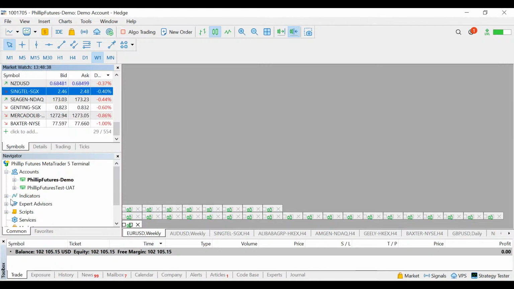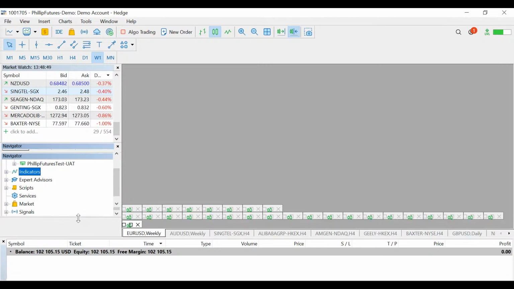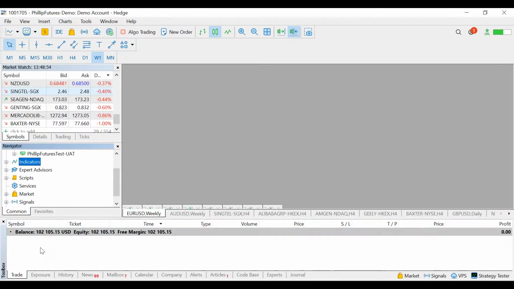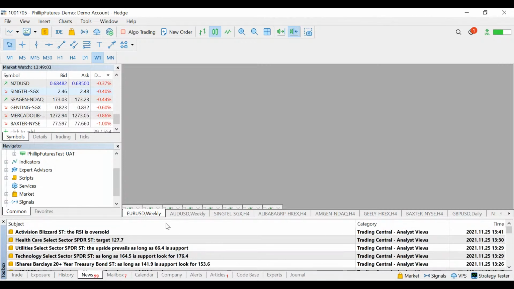Moving down here, this is the navigator panel where you will see your server and your account. Some of the indicators are also housed under here, like the RSI and the MACD. Down here is the toolbox, where you can see the trades that you have placed, the history of the trades that you have placed, and also the news, which we mentioned just now.